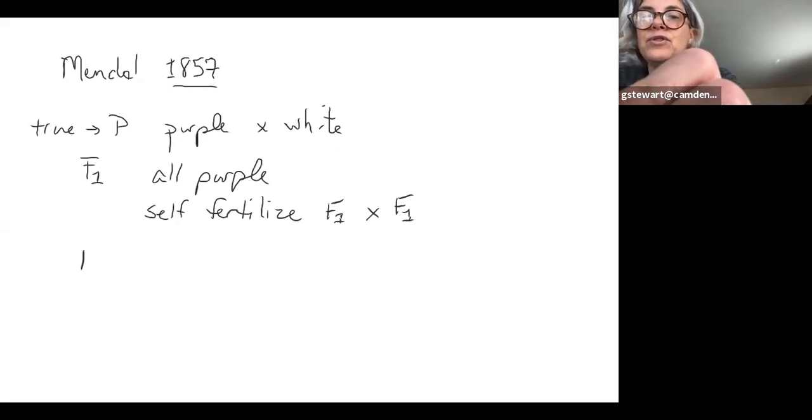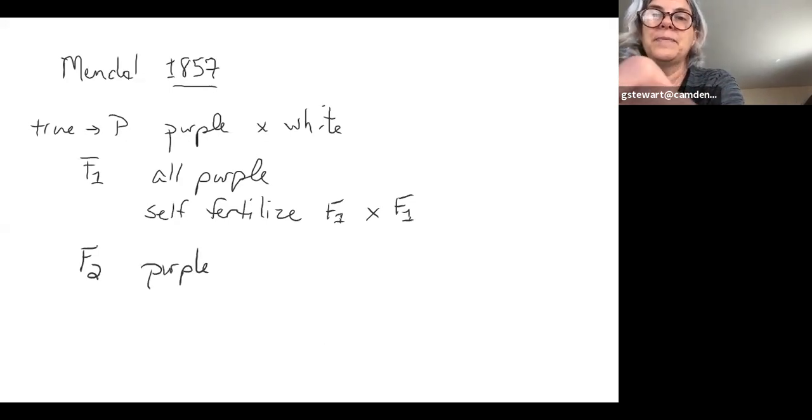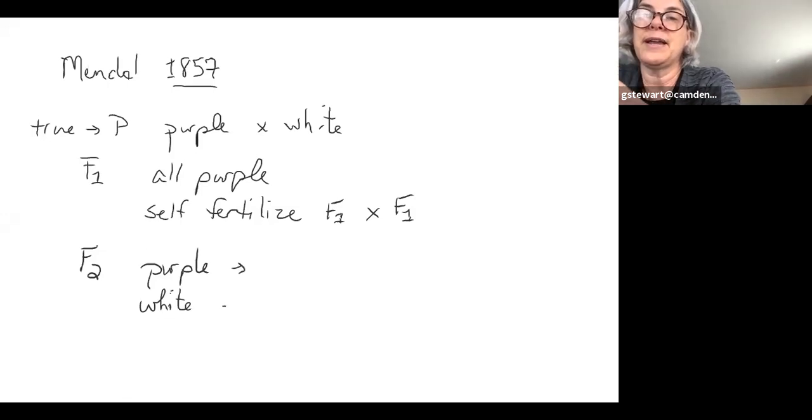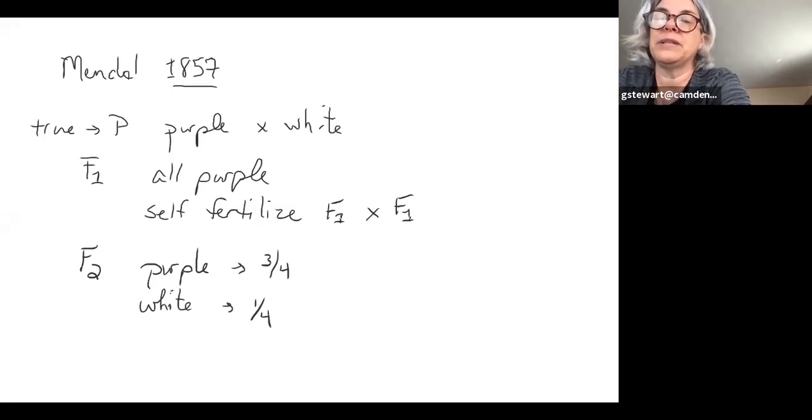In the F2 generation, remember he saw the dominant allele again, purple, and then the white reappeared. And remember, I think I told you yesterday that it was the numbers of purple to white that was important and helped him figure out his law of segregation, his first law. There were 3/4 the amount of purple to 1/4 the amount of white flowered plants.